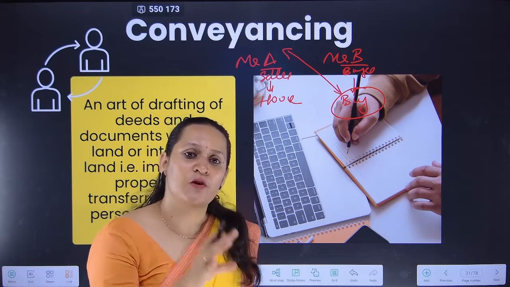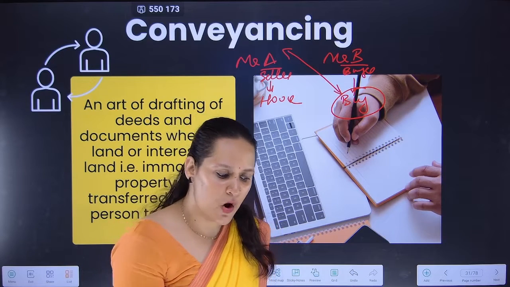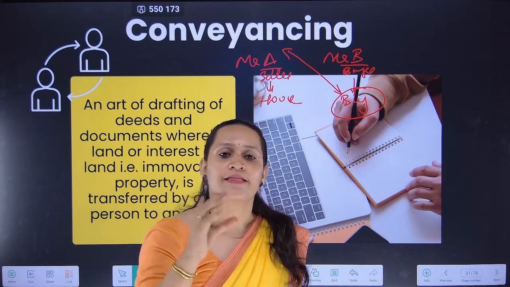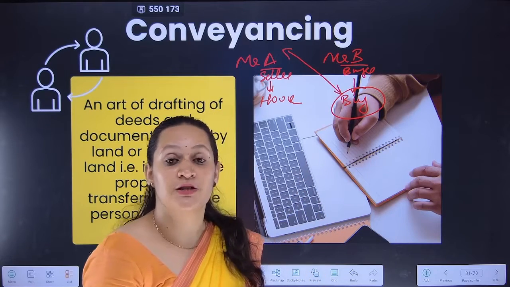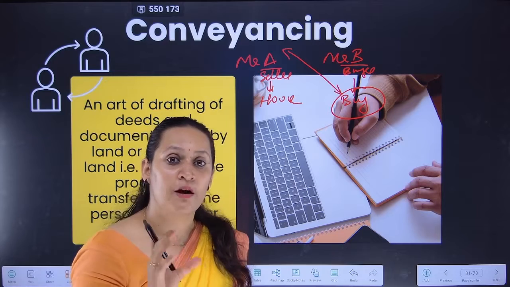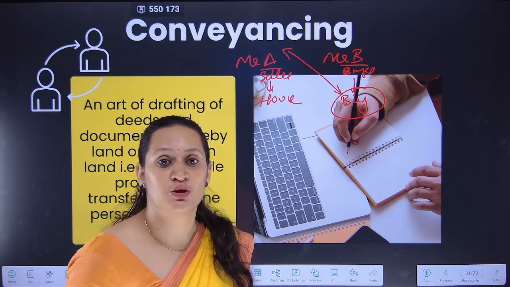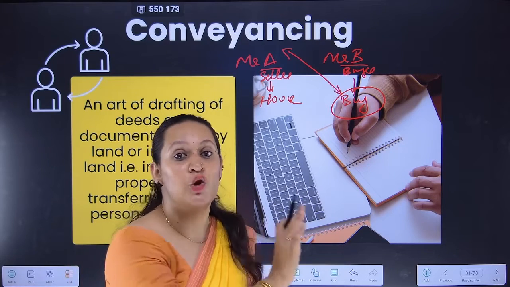Now this agreement for sale itself is not conveyancing, because in the agreement what we are saying is that on a future date this particular person is going to sell and that particular person is going to buy. What is an agreement? A promise of a future execution. So an agreement for sale is not conveyancing.